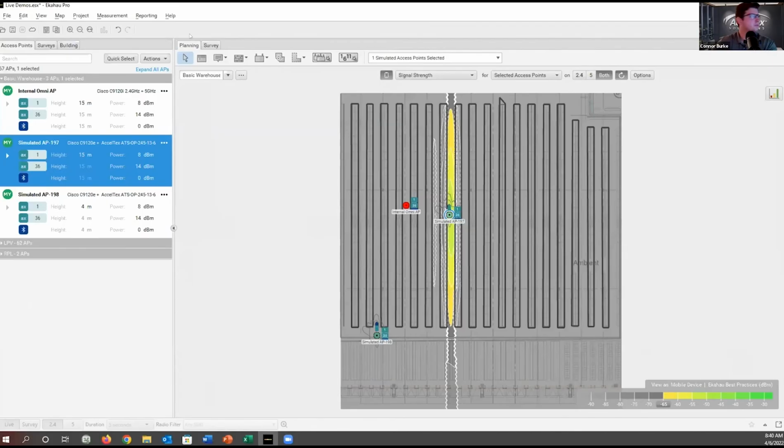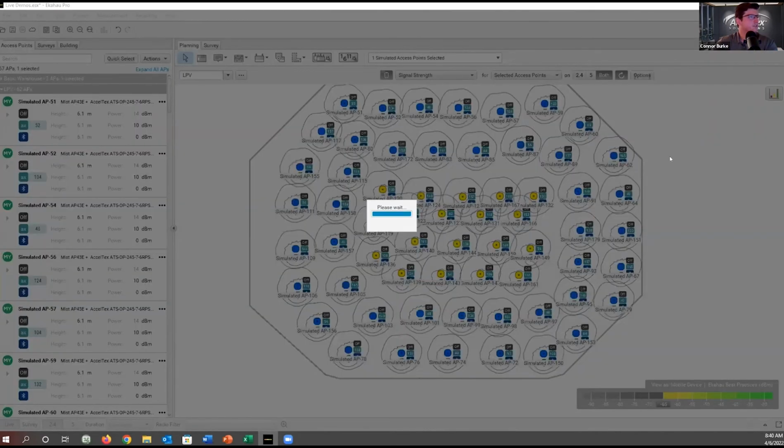And then we'll pull up the example for a large public venue.